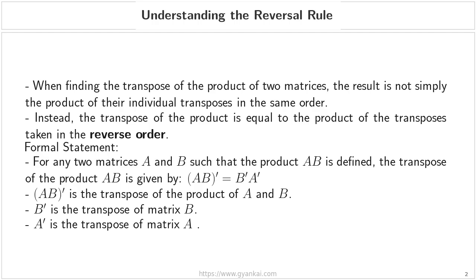For any two matrices, A and B, provided that the product of A times B is defined, the transpose of the product AB is equal to B transpose times A transpose. To break this down further, the term (AB) transpose refers to the transpose of the matrix resulting from the product of A and B. On the right side of the equation, B transpose is the transpose of matrix B, and A transpose is the transpose of matrix A.